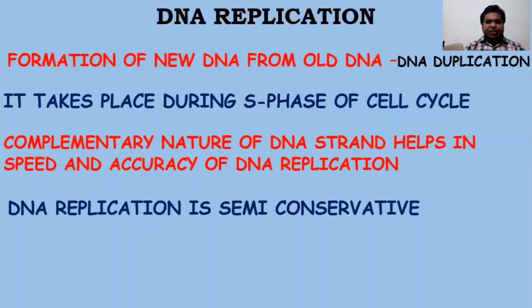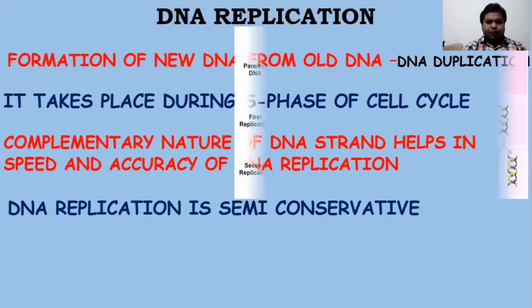Now remember, the complementary nature of the DNA strands helps in two things: speed and accuracy of DNA replication. Complementary, I have told you, A complements T. Between A and T, there is a double hydrogen bond. Between G and C, there is a triple hydrogen bond. So the complementary nature of the DNA strand helps in speed and accuracy of DNA replication.